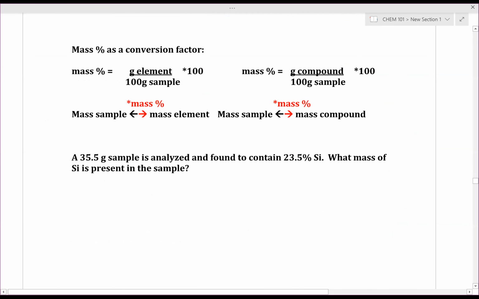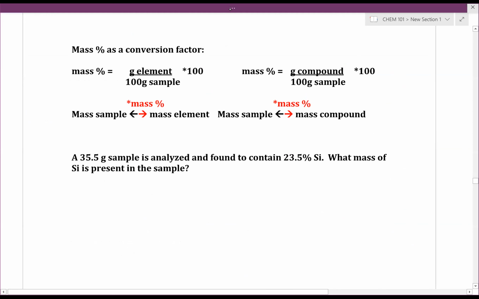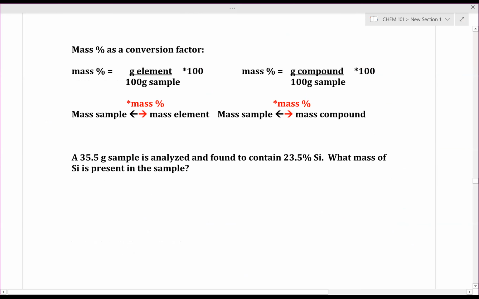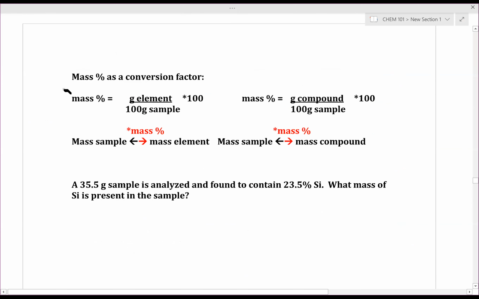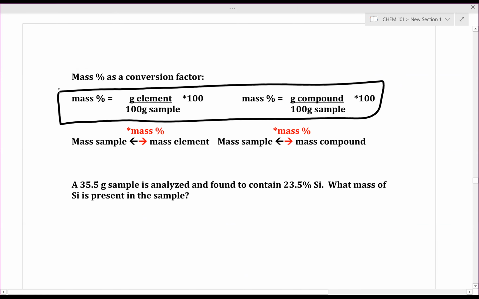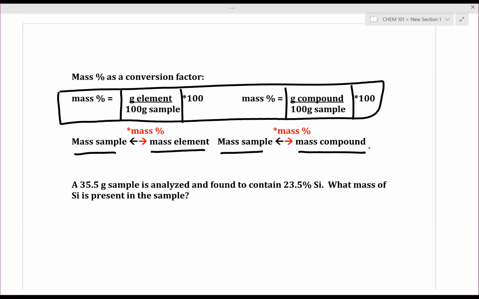So how do we use mass percent as a conversion factor? Well, first things first, we can think of mass percent as the grams of an element or compound per 100 grams of sample. So this conversion factor is really useful to quickly convert between the mass of your sample and the mass of an element, or the mass of your sample and the mass of a compound. Okay, so let's showcase how we can use mass percent as a conversion factor.